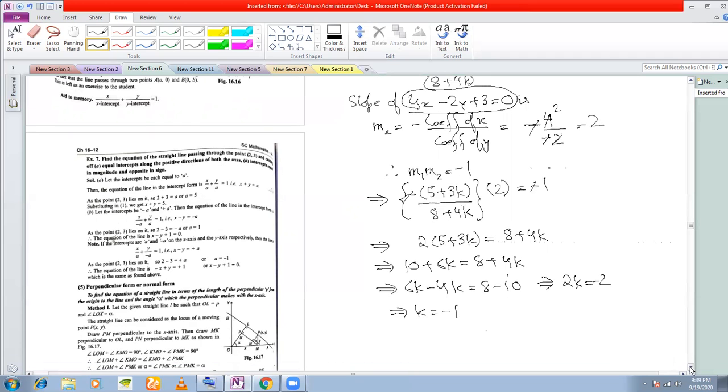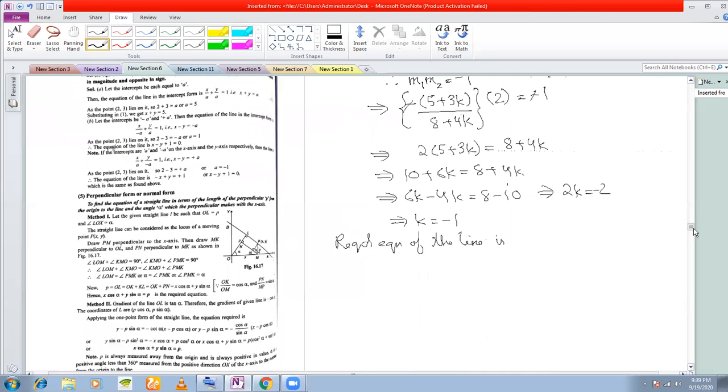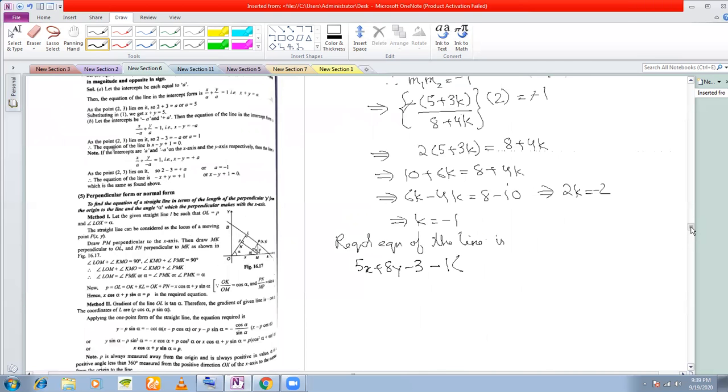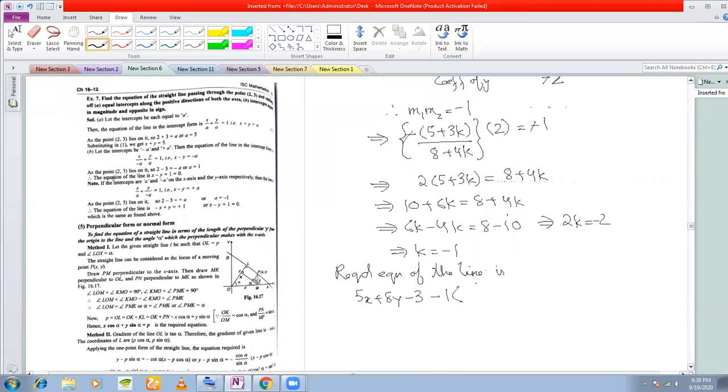Therefore, what is the required equation of the line? The required equation of the line is, what was the equation here? 5x plus 8y minus 3 plus k times, k here we have found out as minus 1, plus k times 3x plus 4y minus 1, equal to 0.